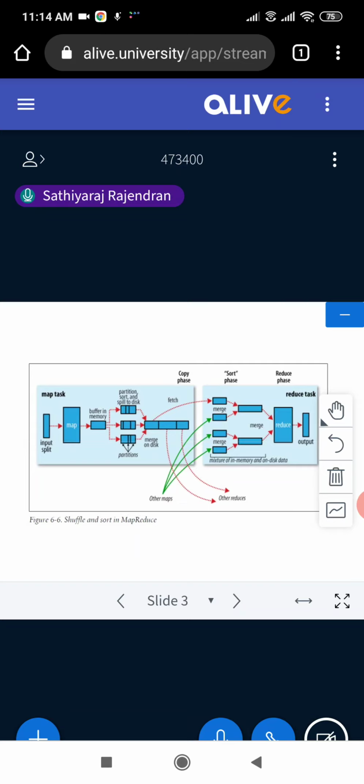See, here we have one phase called the copy phase. So what does the copy phase do? For example, once this map task is done, the reduce task starts copying the output as soon as it completes. That is called the copy phase of the reduce task. It is something like copying here and pasting the data over there. That is the meaning of copy phase.